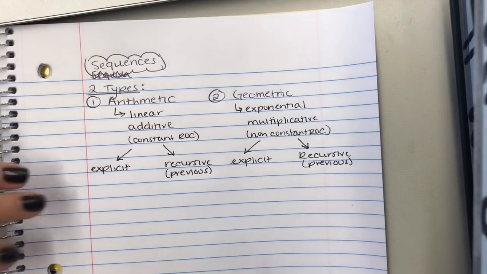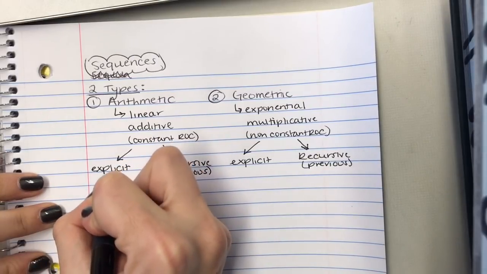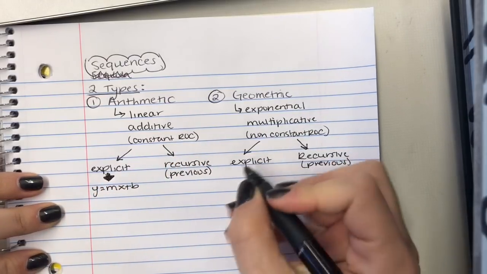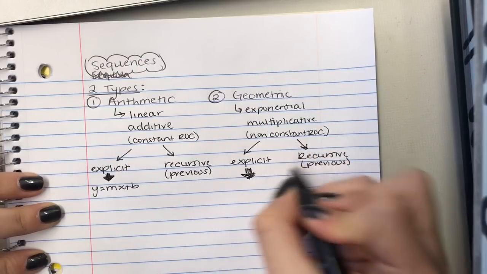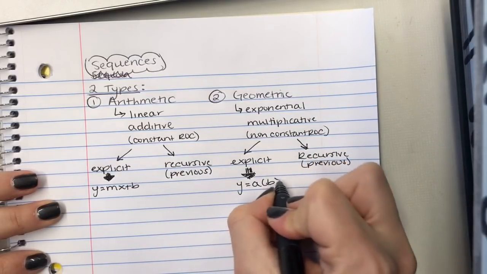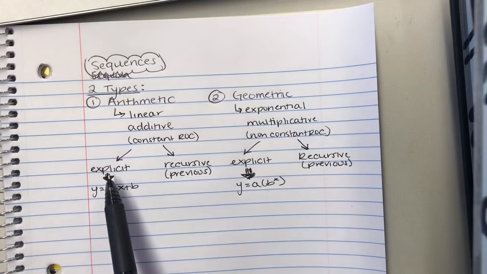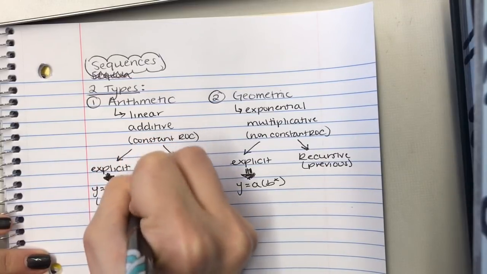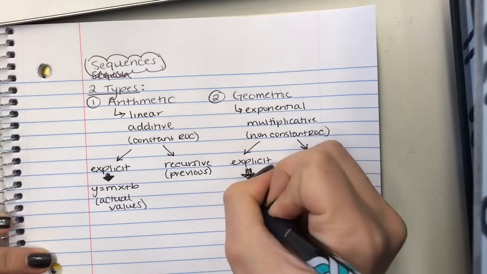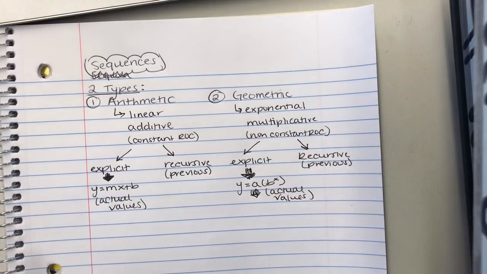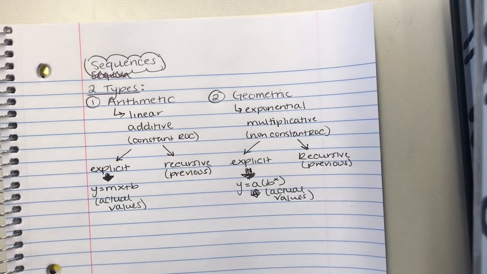Okay, now explicit functions look a little bit different. The explicit form of an arithmetic sequence is going to look just like a linear function, y equals mx plus b basically. And the explicit form of a geometric sequence is going to look like an exponential function. It's going to be y equals a times b to the x. And what the difference is, explicit functions can give us actual values for any input, whereas recursive, you need to know the term that came before to be able to write the next term. So if I want the 100th term for a recursive, I need to know the term before.